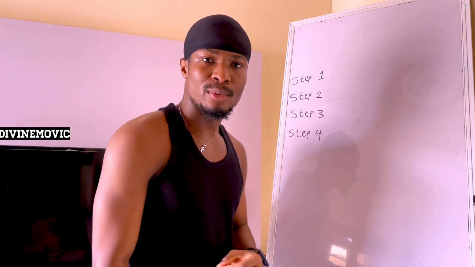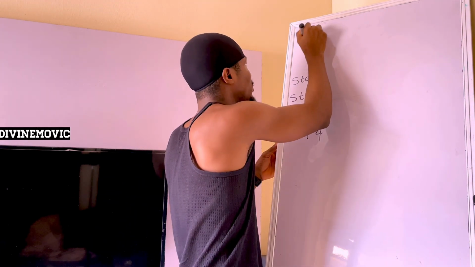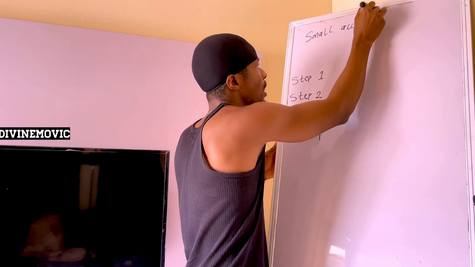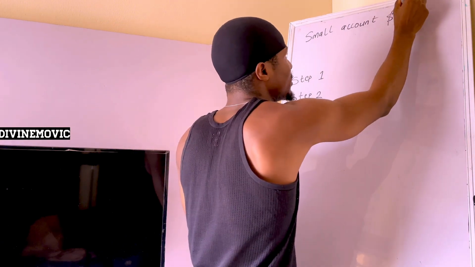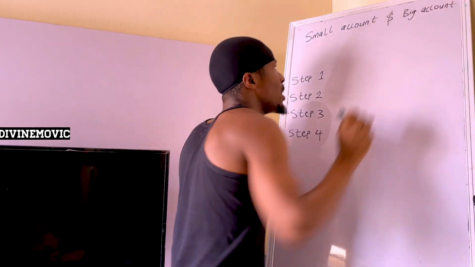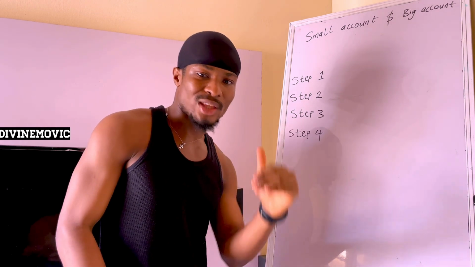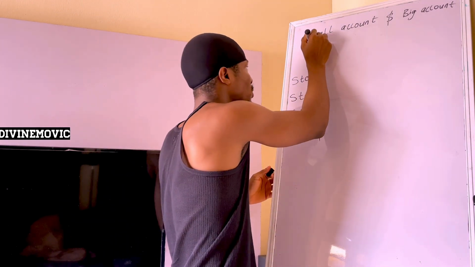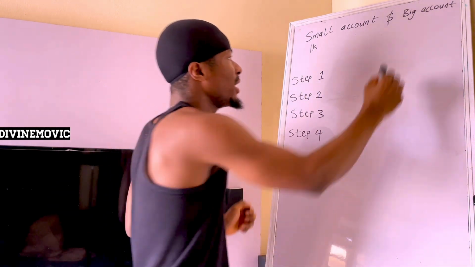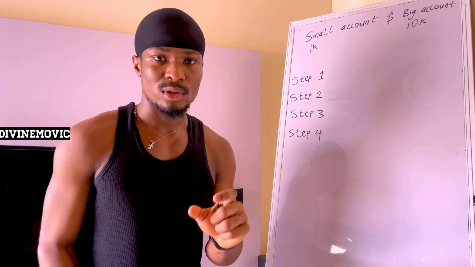Now, what is the first step? Before I go into the first step, I want you to understand what a small account is, and what a big account is. Now, a small account is simply anything less than $1,000. That means anything less than 1K is simply a small account. And anything bigger than 10K is simply a big account.